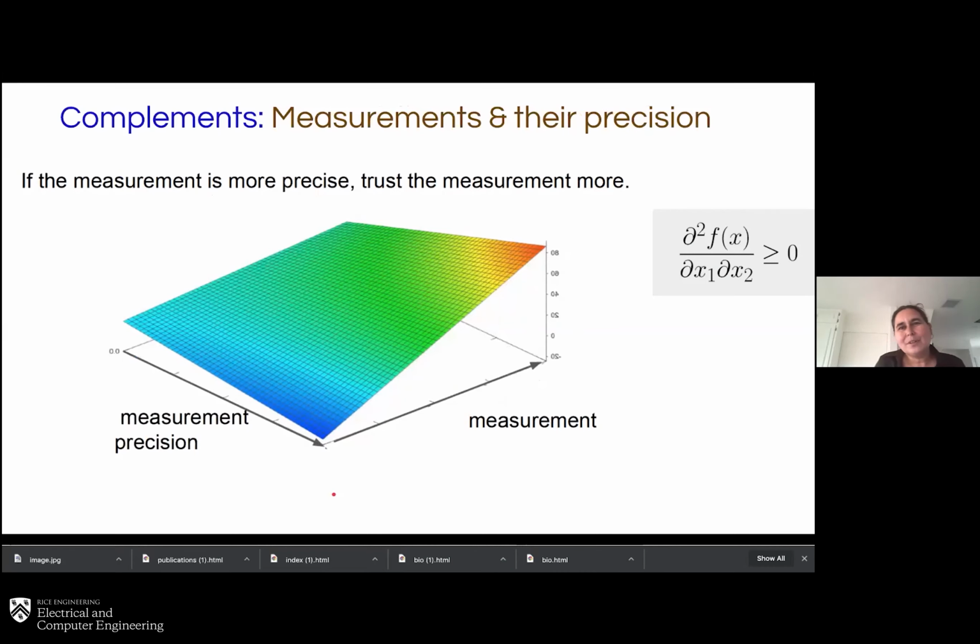Here's another example of that, which is measurements and how precise they are. This is just a general way that you might apply this. You might have some measurement that should be positively related to whatever you're trying to predict, your label, and then you know how precise that measurement is. If the measurement is not very precise, it's a noisy measurement, then it shouldn't matter what you measure because it's noisy, you shouldn't trust it that much. But if your measurement precision is good, and you see this is a precise measurement, then you want to trust it more and your function should vary more because of that.